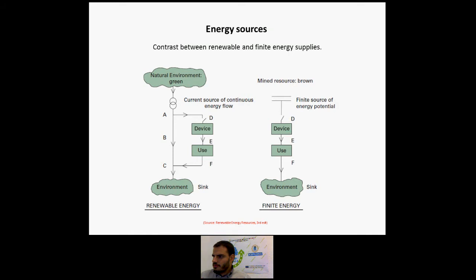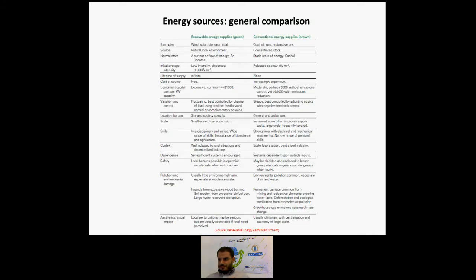Well, now we're going to see what I promised before, the general comparison. As you can see in the slide, we have some examples of renewable energy supplies, which are considered the green ones, and then the conventional energy supplies, which are also called the brown ones. Some examples: wind, solar, biomass, and tidal are examples of renewable energy supplies, while coal, oil, gas, and radioactive ore are considered conventional energy supplies.